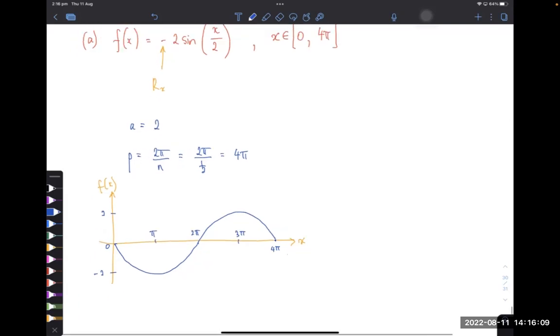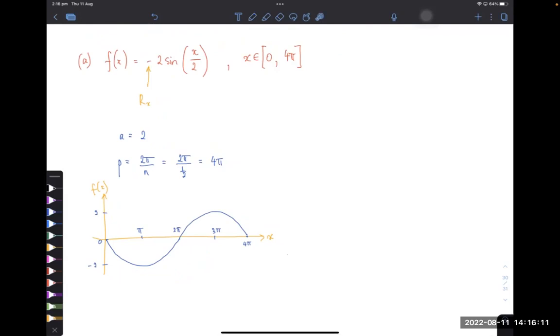Whoa. Did we just sketch the graph? We did.